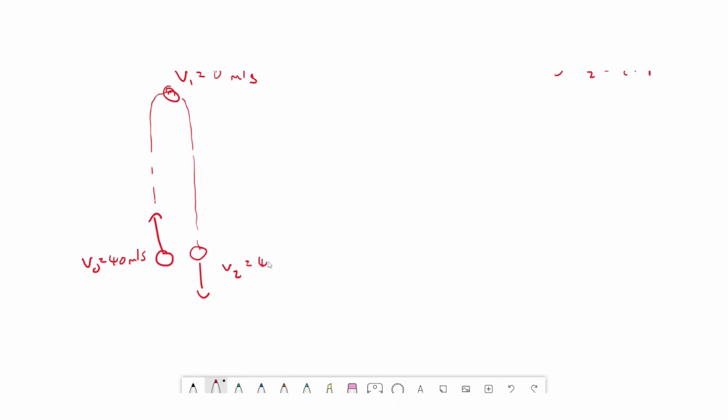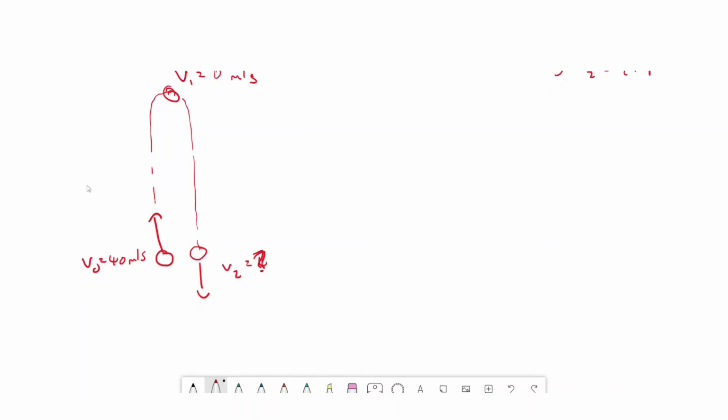All right. So there you are. You have a ball. It is launched at 40. V0 is going to be 40 meters per second. And then, of course, it's going to go up. Somewhere here it is going to stop. So this is going to be V1 equals 0 meters per second. And then it's going to come down and then hit here. When it hits here, V2, you don't know what V2 is going to be. We're going to calculate it.